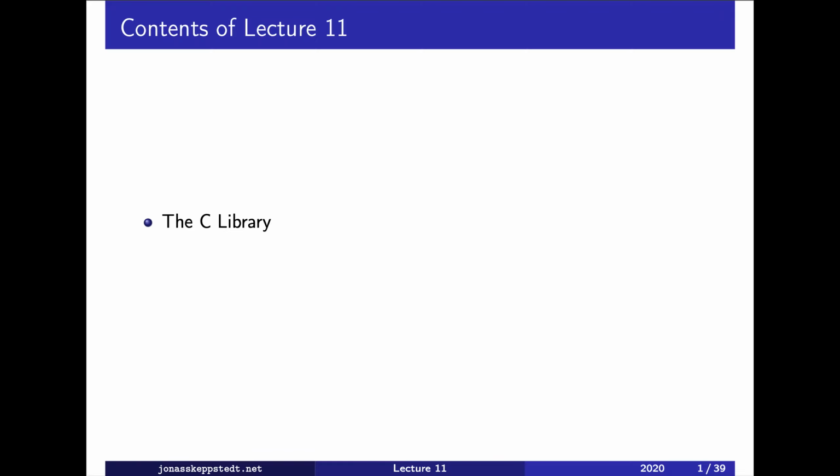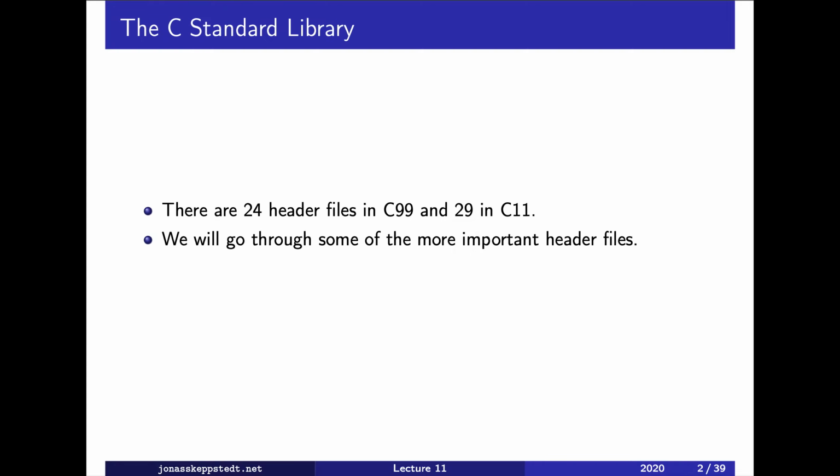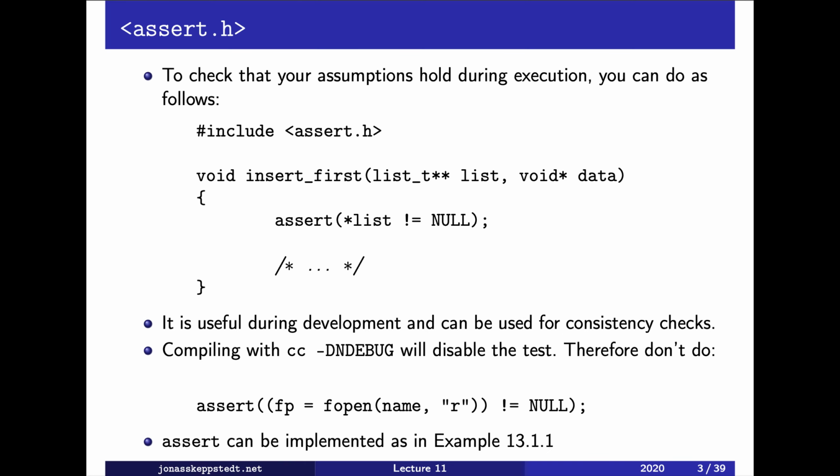In this lecture, I will talk about the standard C library and focus on the most important header files. There are 24 header files in C99 and 29 in C11. New ones are, for instance, about parallel programming. I will not talk about that in this course, and not every function, of course, either, since the largest part of the C standard is the library, and that's quite a lot. But let's start with assert.